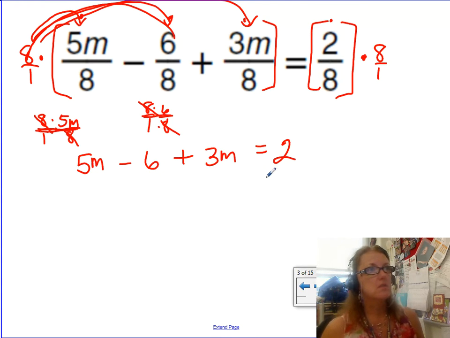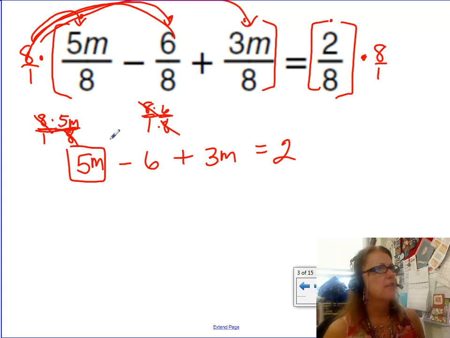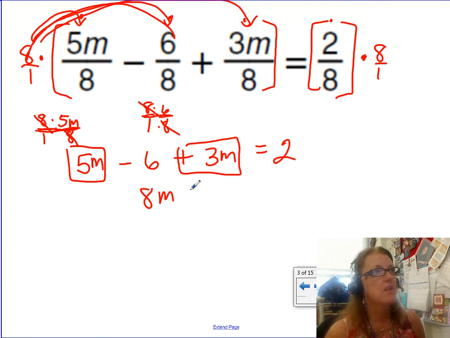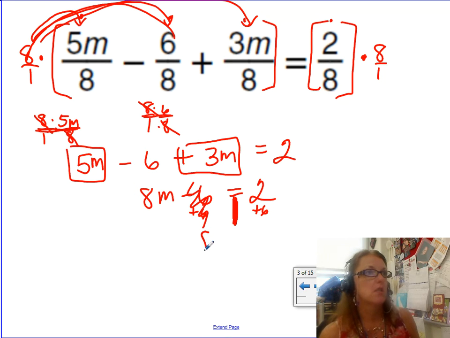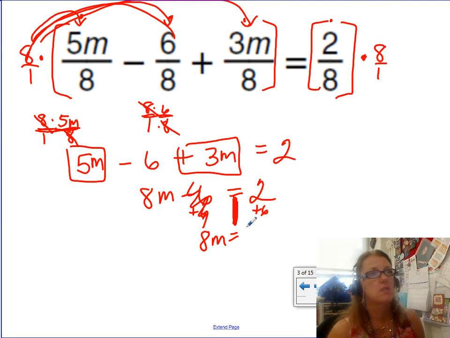Now, this looks like this, and I can just say, hey, 5m plus 3m, that gives me 8m's. Combine those like terms together. You have a minus 6, and this equals 2. Okay, let's add 6. Add 6 to each side, because remember where your equal sign is. You have to do the same thing on each side to keep it balanced. Goes to 0.